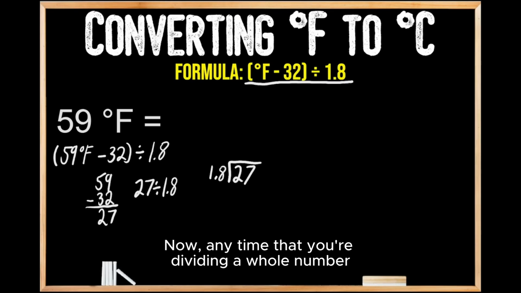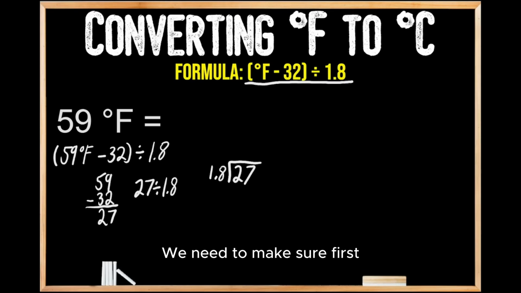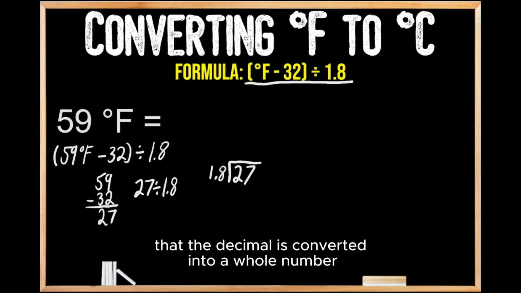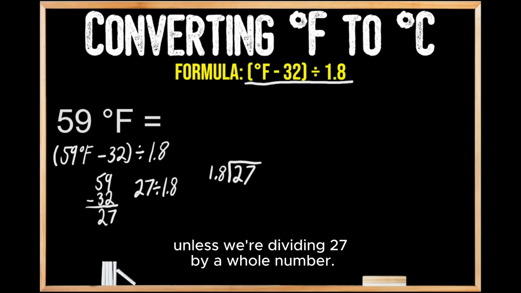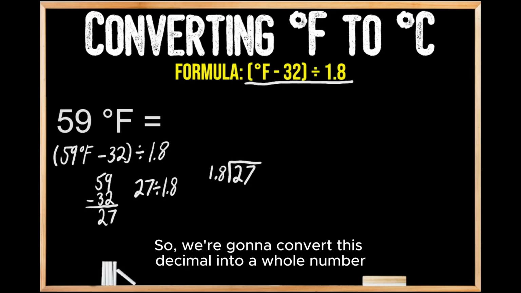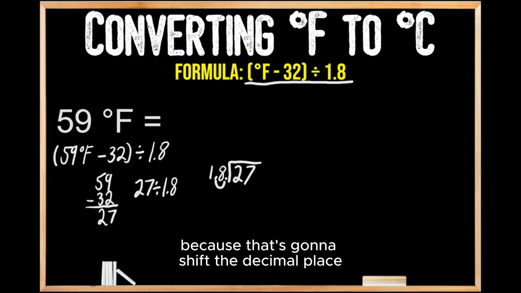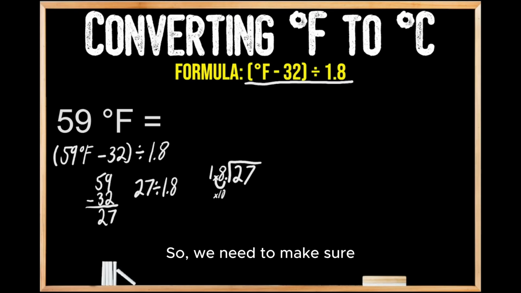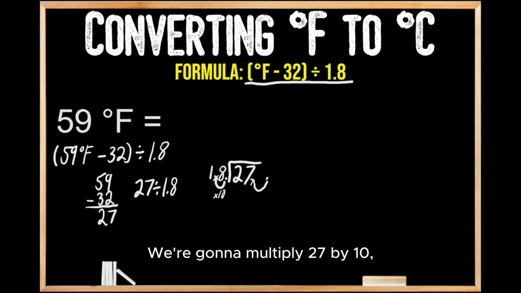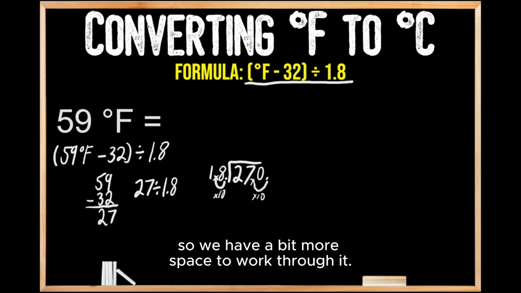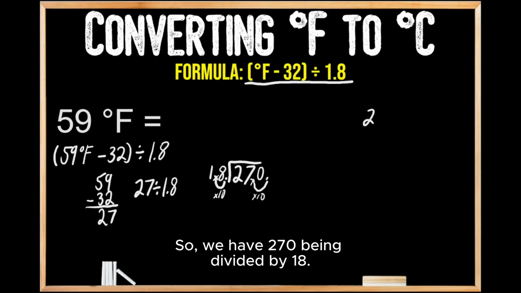Now, anytime that you're dividing a whole number by a decimal, we need to make sure first that the decimal is converted into a whole number, because we can't work through this division problem unless we're dividing 27 by a whole number. So we're going to convert this decimal into a whole number by multiplying it by 10, because that's going to shift the decimal place once to the right. So we need to make sure that we do the same thing to the inside as well. We're going to multiply 27 by 10, which is going to give us 270. Now let's rewrite this division problem so we have a bit more space to work through it. So we have 270 being divided by 18.